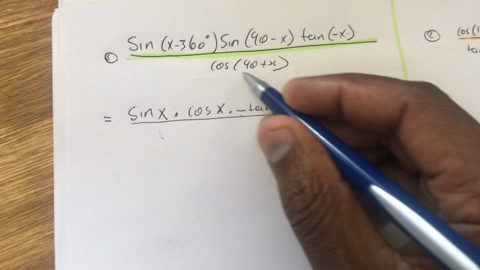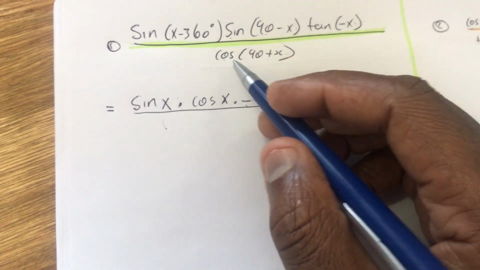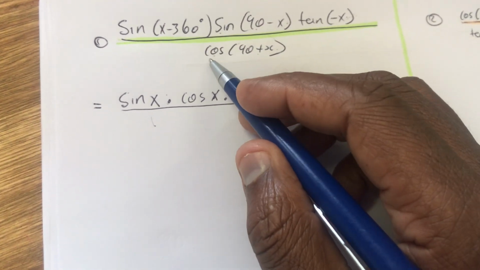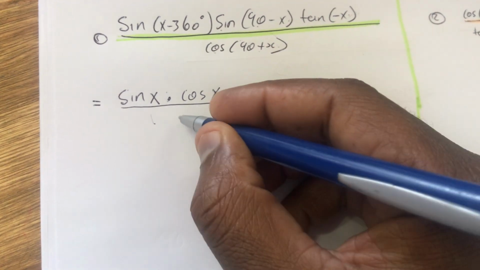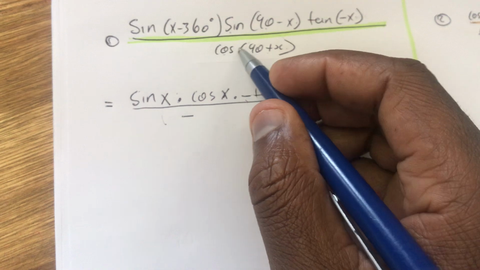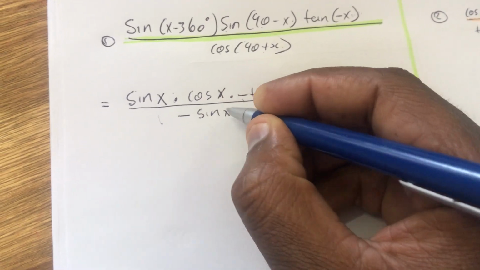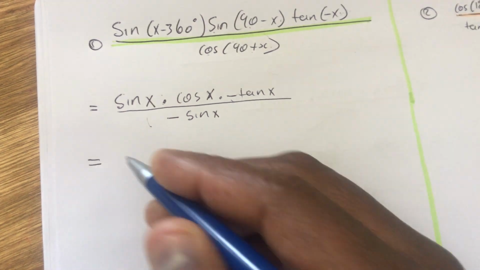divided by the cos of 90 plus x. This one lies in the second quadrant. Cos, is it negative or positive? It's negative. Therefore, you switch this cos into sine. So this will be negative sine of x.